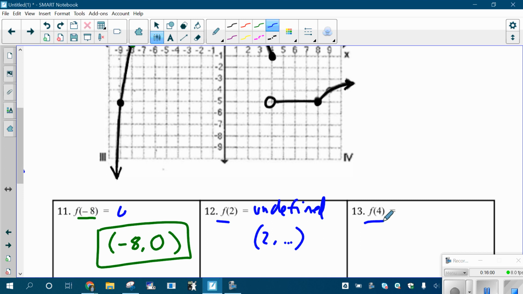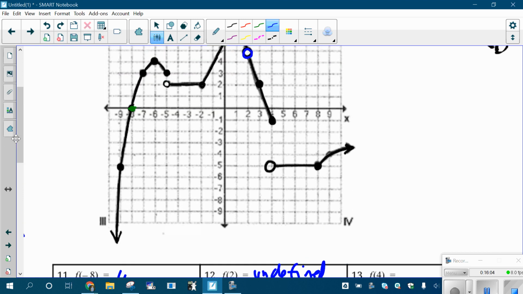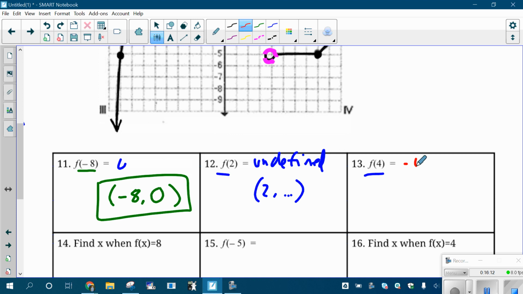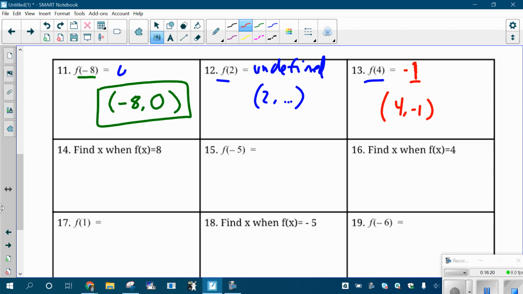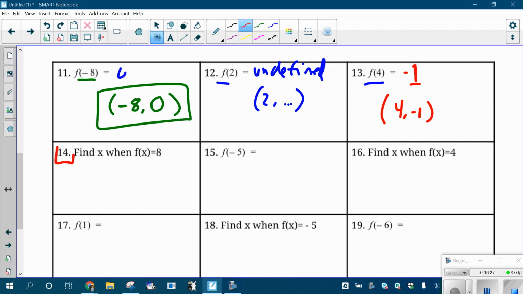Let's try f of 4. When you plug in 4, what do you get out for y? When I go to x equals 4, well, it kind of seems like there's 2 y's. Oh wait, that one's an open circle, so I won't use it. So that's my y, -1. The point on the graph is 4, -1. Cool. Let's just do a couple more of these. We'll do 14 together, and then you guys can do 15 and 16 on your own.